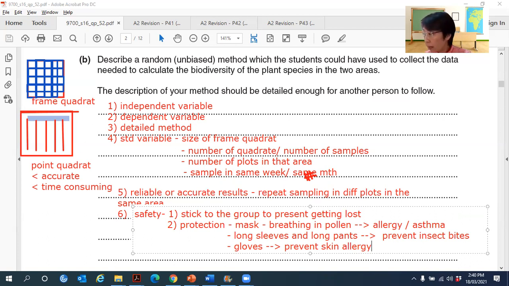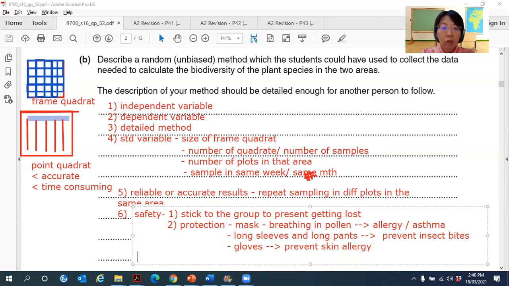Anything else for safety? I think, yeah, you need to wear shoes. Don't wear slippers. You want to cover your feet, okay? Wear shoes.